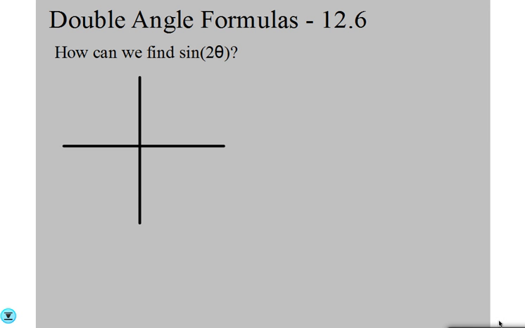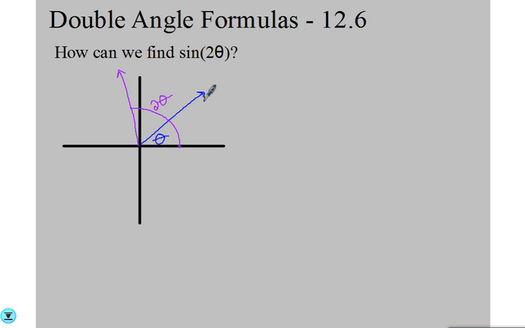Okay, so we want to think about how we can find the sine of double an angle today. So for instance, if we have an angle that is sitting in the first quadrant, so theta would be here, and we want double that angle, that means we have to go from the x-axis first here, and then we want to go the same distance, so approximately here, and find the new sine value.